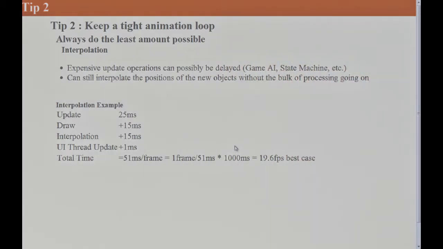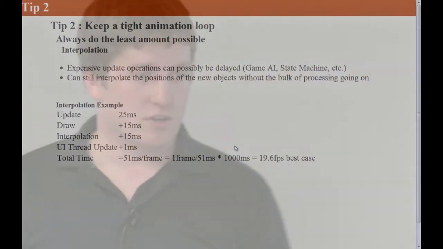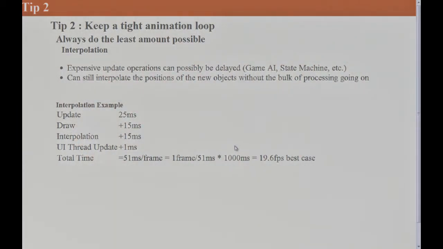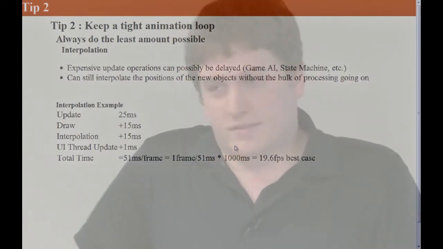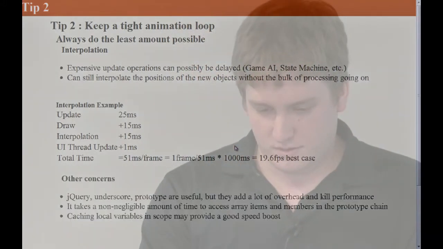Then drawing takes 15 milliseconds. And interpolating itself, which is predicting the next state of the system based on the current state, also takes 15 milliseconds. And we give a generous millisecond to the UI thread to update. That comes out to 51 milliseconds a frame. So you do a little dimensional analysis and you get 19.6 frames per second, best case. And you could tell that sucks. No one wants to play a game at 19 frames per second.